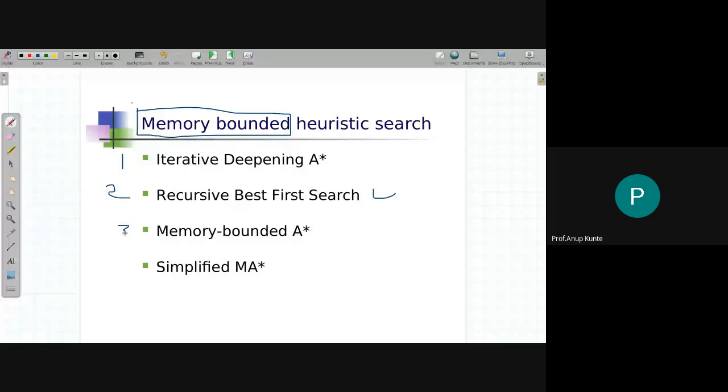Use A star, and if you face these problems, then you have these four alternative algorithms, and those algorithm names are here. You read a brief about them, you remember a word or two about them, and that's enough for your syllabus.